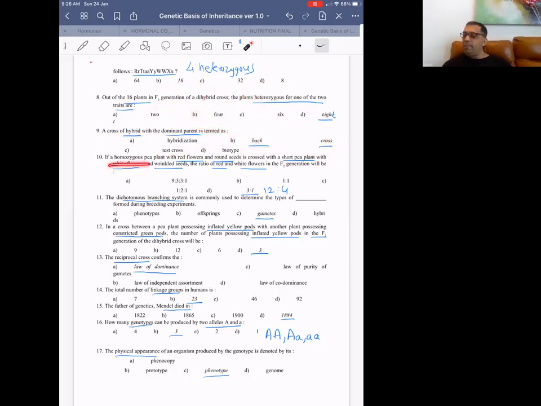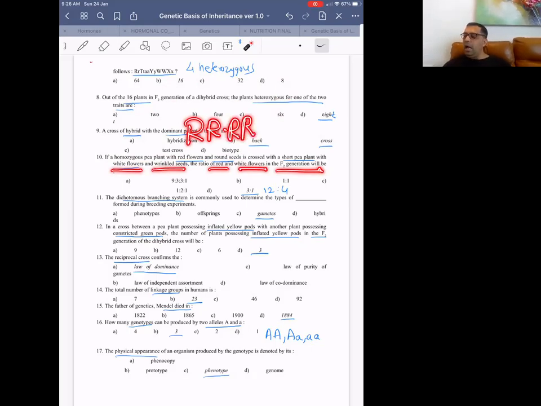If a homozygous pea plant with red flower and round seeds is crossed with a pea plant with white flower and wrinkled seed, the ratio of red and white flower in the F2 generation will be. Check it out. The plant is red flower and round seeds. Capital R, red, and round seeds is again capital R, capital R.